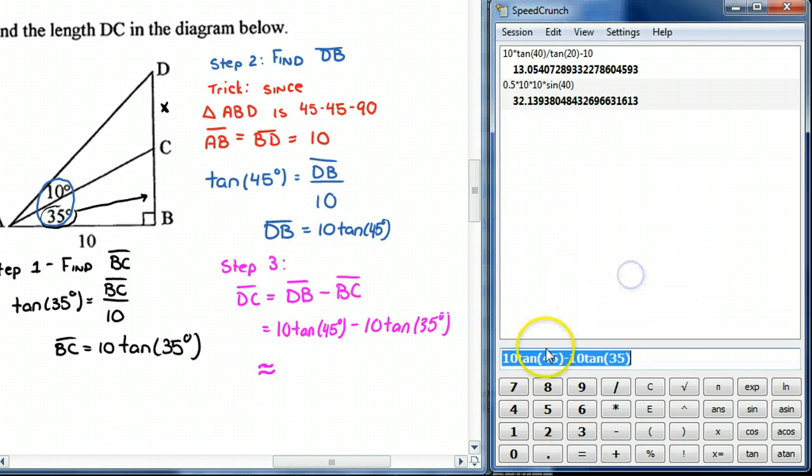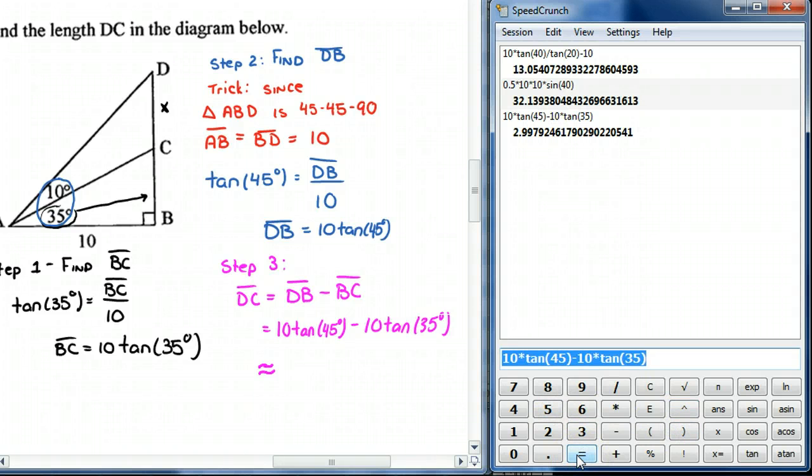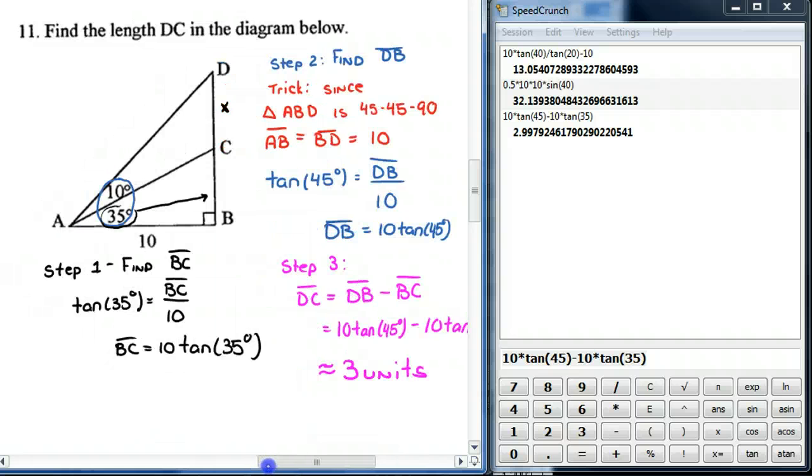I made a mistake here somewhere, it looks like. Oh, I forgot a times. Let's try that again. 10 times tan of 45 minus 10 times tan of 35 degrees. And we hit equal, and we get approximately the value of 3 units. And we're done.